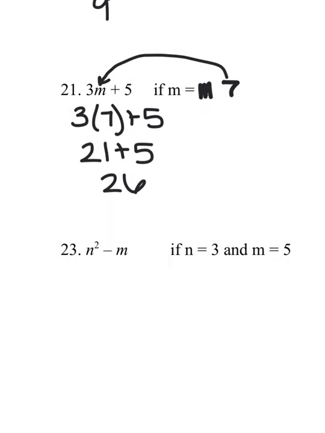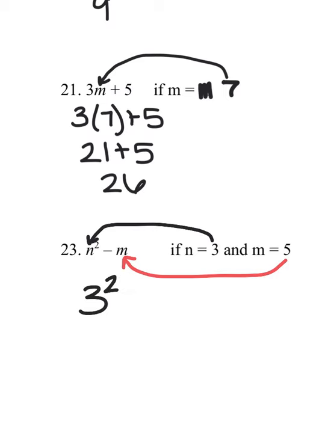And for the last one, for this one, I'm going to plug in each one. So I'm going to plug 3 in for n, and 5 in for m. Go ahead and rewrite it out. So 3 to the 2nd power minus 5. Go through my PEMDAS. I don't have parentheses, but I do have exponents. So 3 to the 2nd power is 9. Write down the rest of my equation. 9 minus 5 gives us our answer of 4.